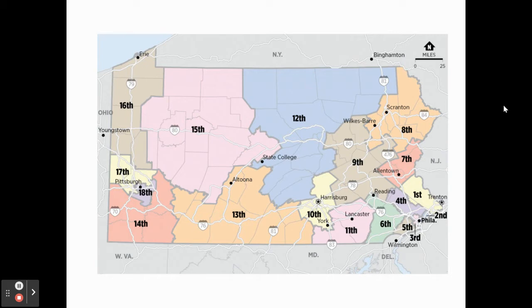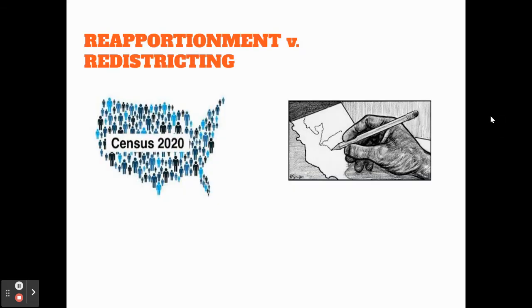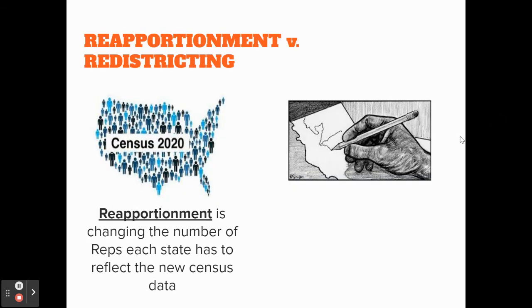So there are a couple of vocab terms that you have to be familiar with to understand the process. And the first is reapportionment. Reapportionment is the idea that every 10 years in this country, we attempt to the best of our ability to count up the number of people that live in the United States. It's called a census. So it's every 10 years. The most recent census was conducted in 2020. The next one will be in 2030.